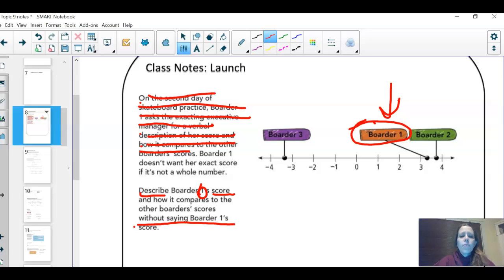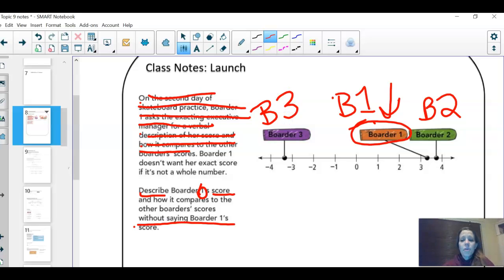So let's decide what we can say. We can say that Boarder 1, I'm going to abbreviate that, B1. Yo voy a escribir B1 por persona 1. Este es B2. This is B2 for Boarder 2. And this one is Boarder 3. So the first thing, I'm going to compare them. Tengo que comparar las tres personas.